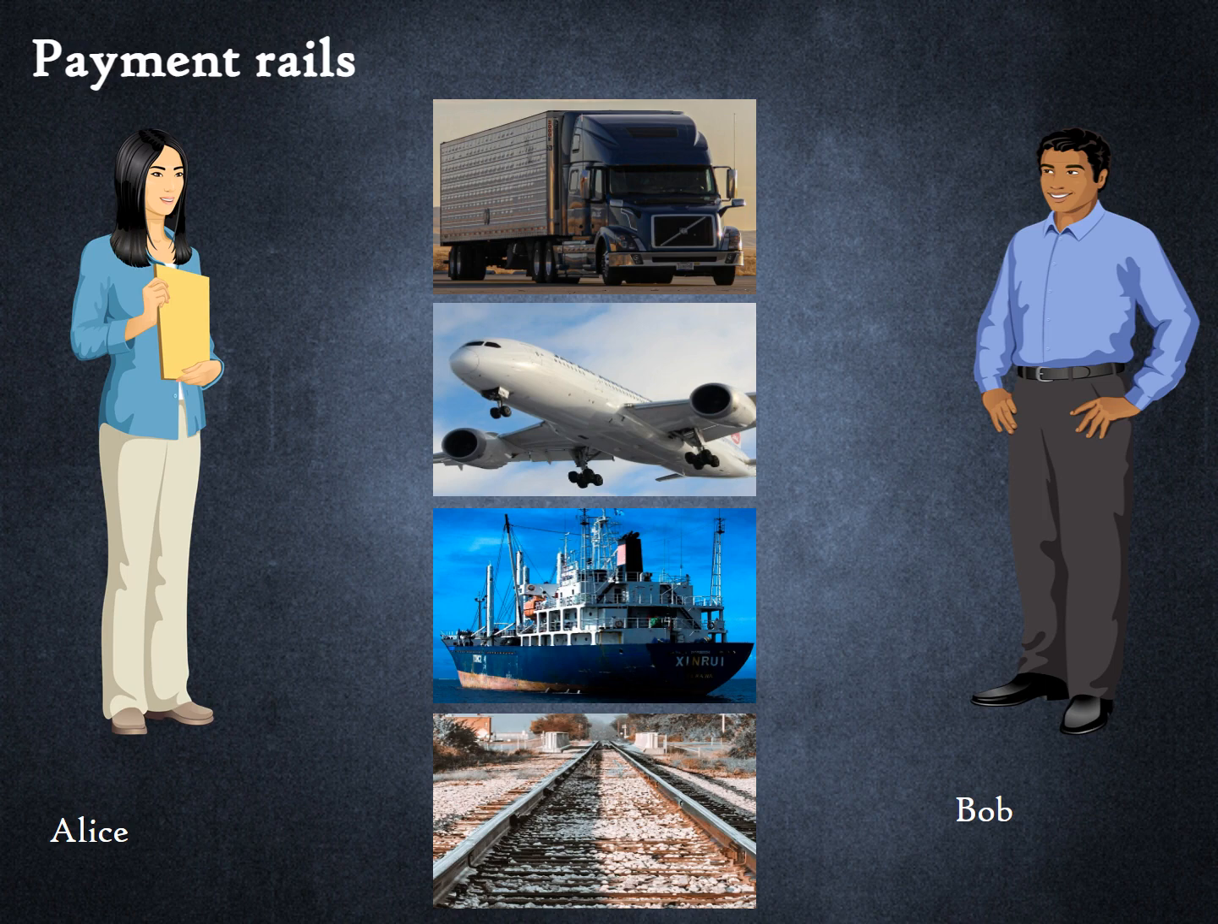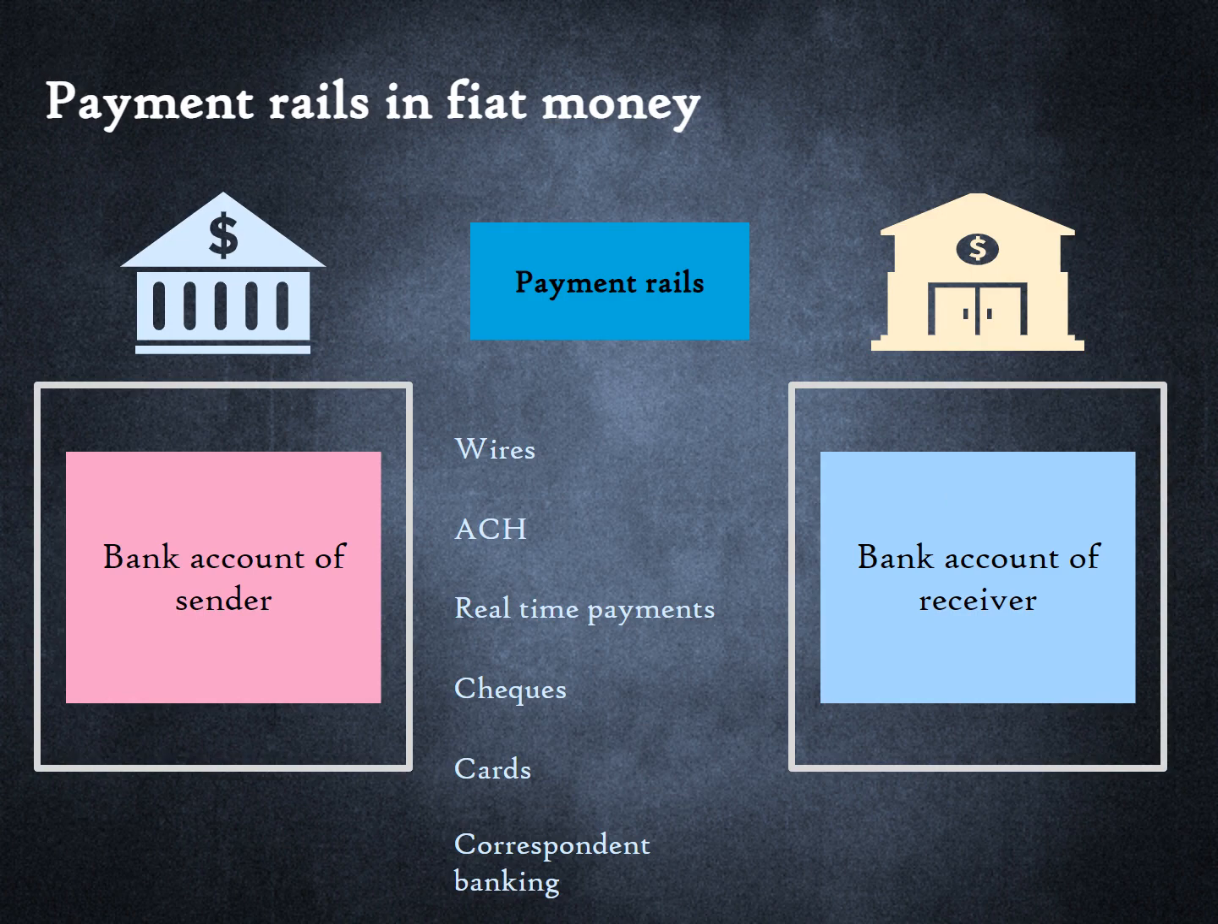While the starting and ending points are two bank accounts, the rails by which the transfer of value occur may be different. These rails are independent of whether Alice is making a payment as a consumer or in a business capacity. Examples of payment rails in fiat money include wires, ACH, real-time payments, checks, cards and correspondent banking. Learning about these payment rails is outside our scope. However, we will spend a couple of minutes on understanding why payment rails are required in fiat money.